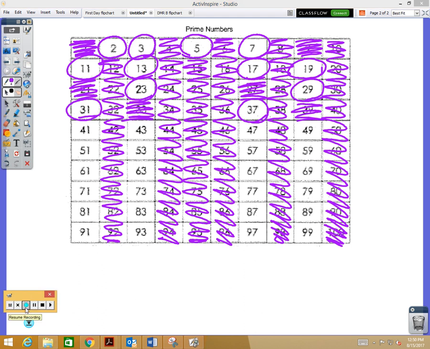All right, what about 41? Prime or composite? Prime. 43. Prime. 47. 1 times 47. What else? 47 is prime. Now 49 is composite. That's 7 times 7.